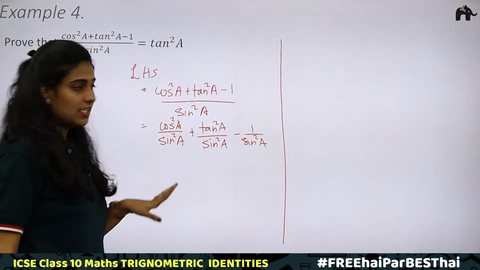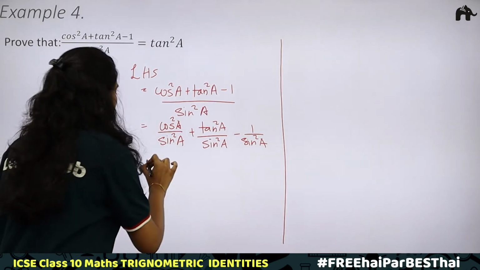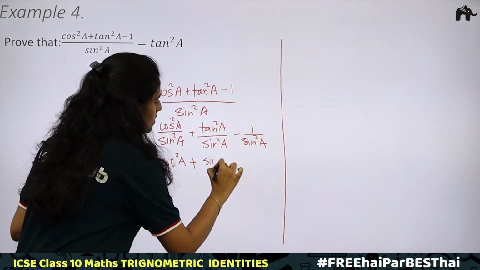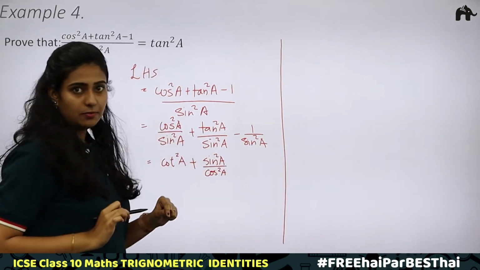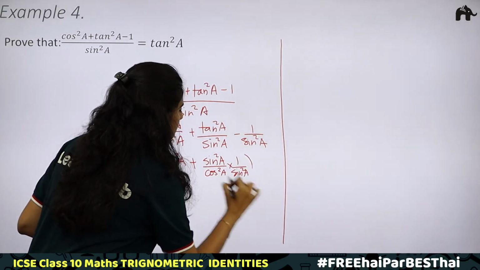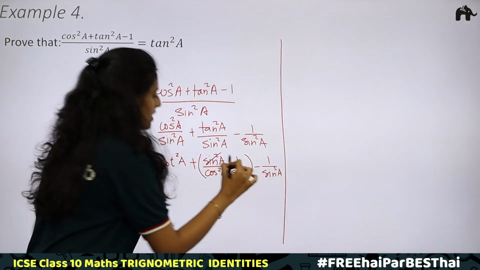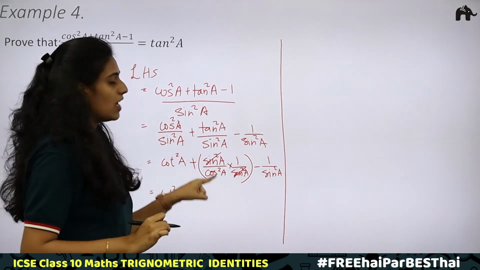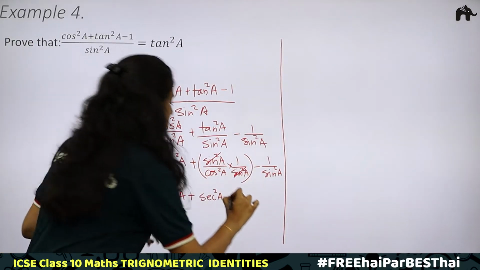What is cos square A divided by sin square A? Cos A by sin A is equal to cot A. Therefore, cos square A divided by sin square A will be equal to cot square A. Now here we have tan square A, which is sin square A divided by cos square A. Here the denominator is sin square A. Taking reciprocal, we get 1 by sin square A minus 1 by sin square A. Here from numerator and denominator we can cancel sin square A. Then we have cot square A plus, what is 1 by cos square A? 1 by cos square A is equal to sec square A, minus 1 by sin square A is cosec square A.